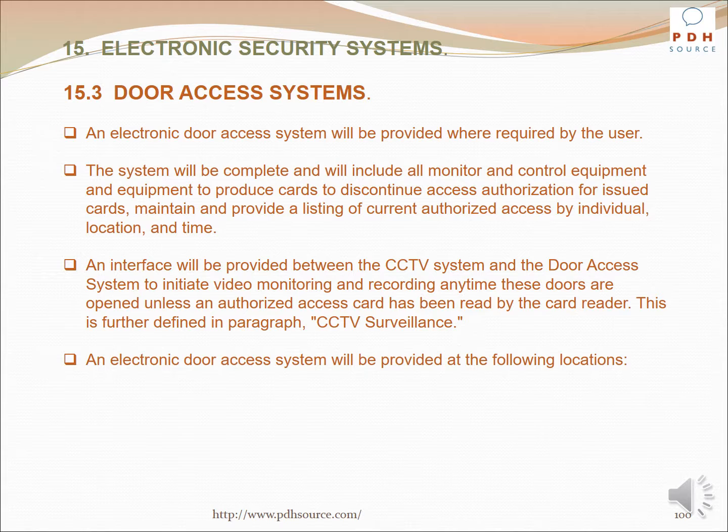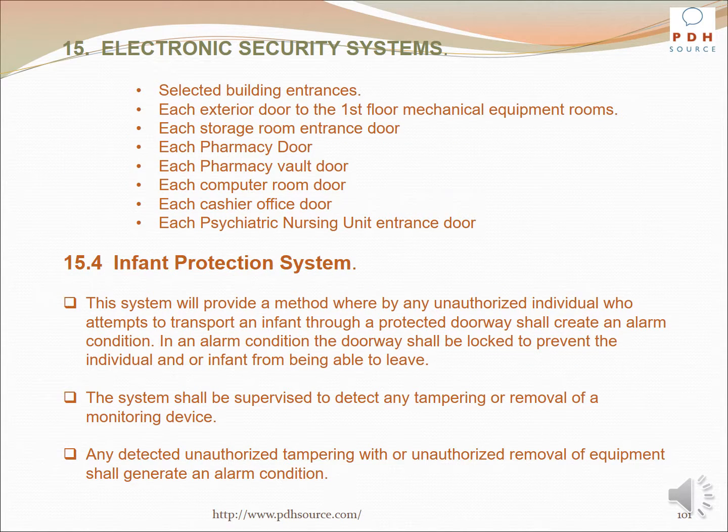This is further defined. An electronic door access system will be provided at the following locations: selected building entrances, each exterior door to the first floor mechanical equipment rooms, each storage room entrance, each pharmacy door, each pharmacy vault door, each computer room door, each cashier office, each psychiatric nursing unit entrance door.